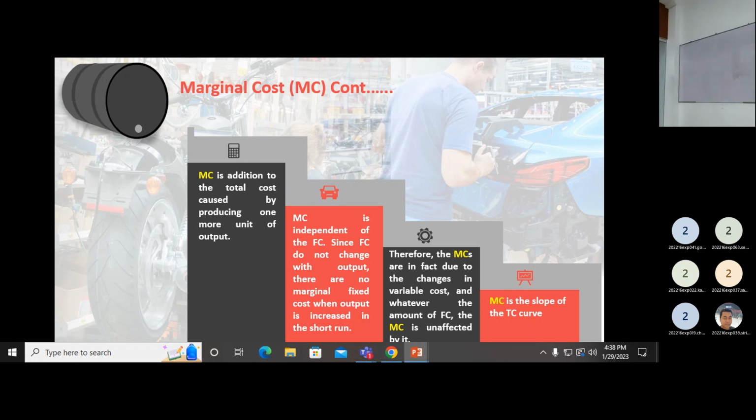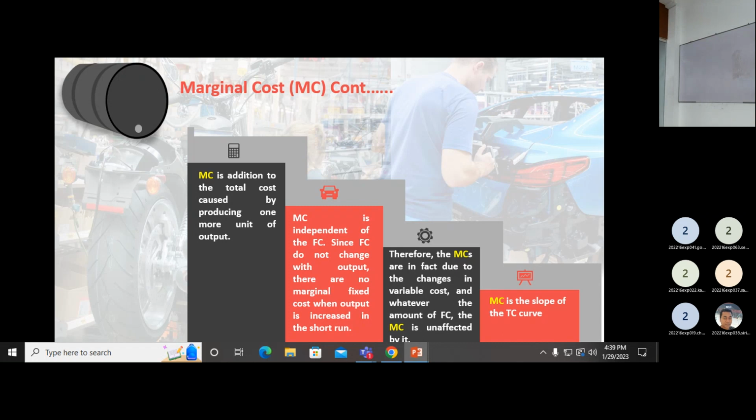Why? Yes, the variable cost. Very good. Simply, the marginal cost is the variable cost. Right now we are thinking about what is the additional cost that we have to incur if we produce additional units, which means the cost is changing. So variable cost is the only cost that is changing, not the fixed cost. So that is what it says here: marginal cost is independent of the fixed cost.